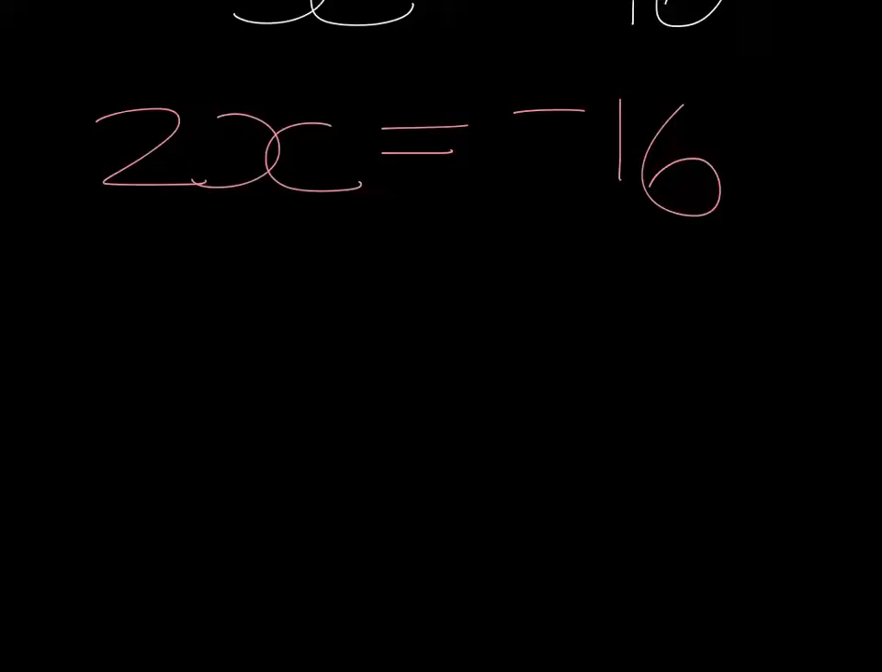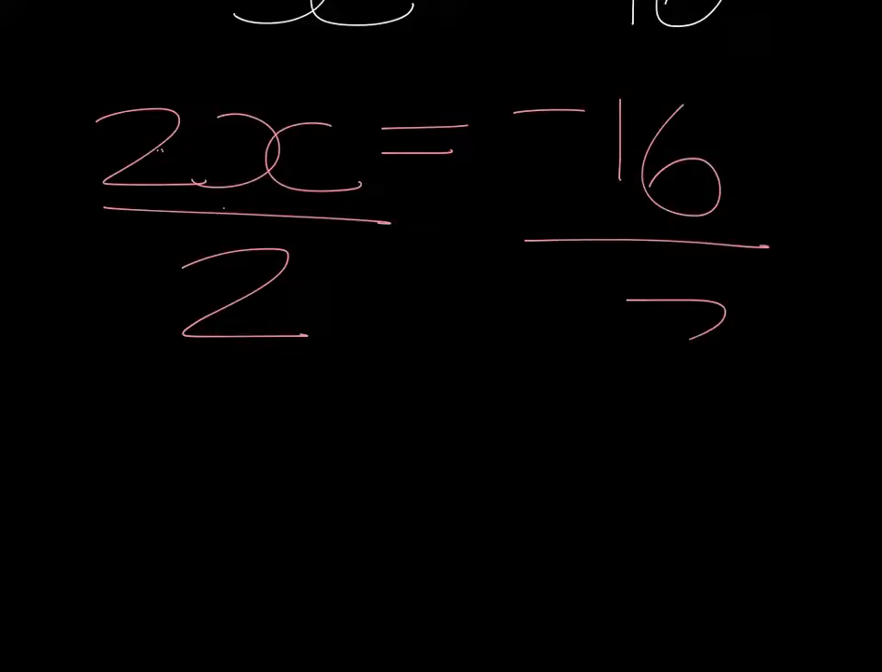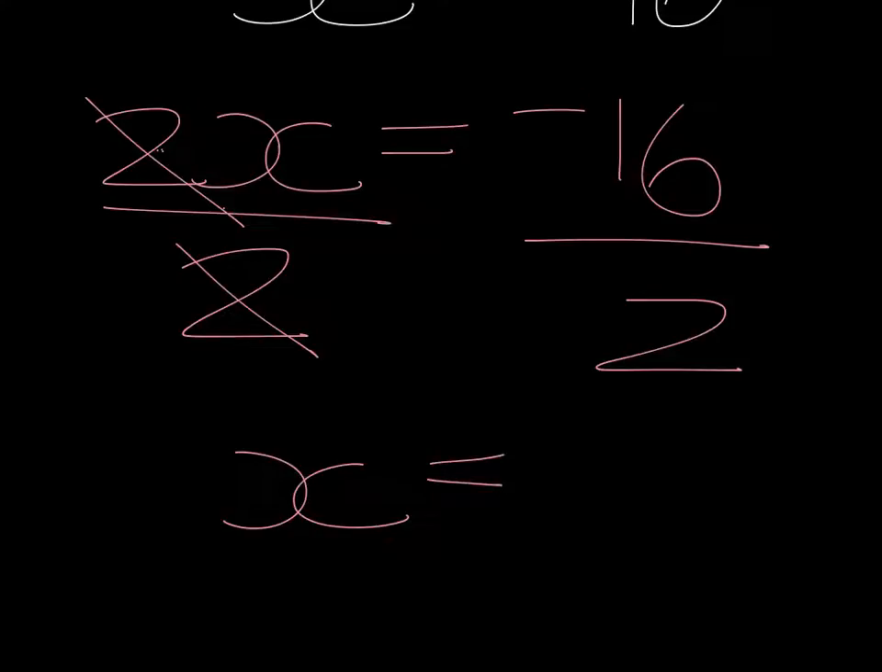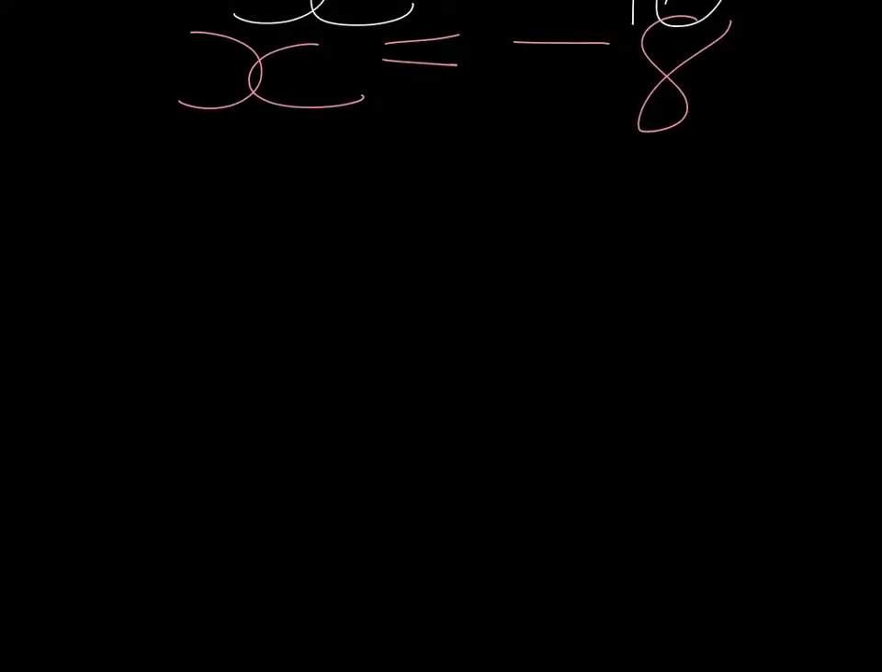So we go 2x, and what's the opposite of 2 times x? We go divided by 2, because we're trying to get rid of the 2. And because we did it on the left side, we have to do it on the right side, divided by 2. In our next line, those cross each other out, so we've got x. Negative 16 divided by 2 gives us negative 8. And there's our answer.